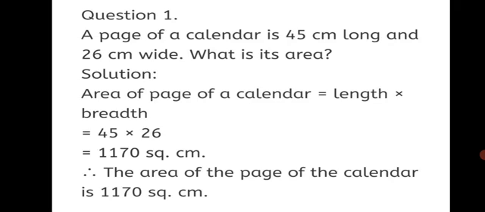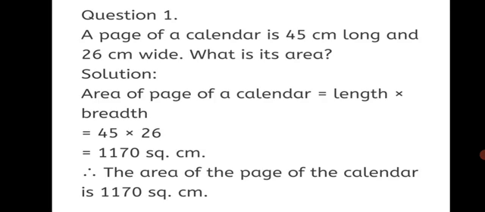Question 1. A page of a calendar is 45 centimeter long and 26 centimeter wide. What is its area? So here length and breadth is given. That means we will have to use the formula for rectangle. So area of a rectangle formula we already know. We are going to use that formula here to find the area for the page of calendar.